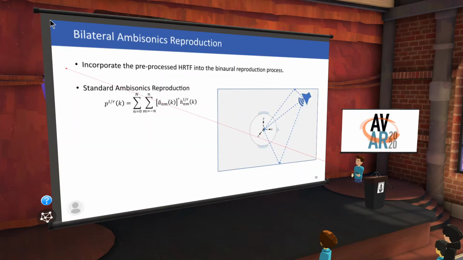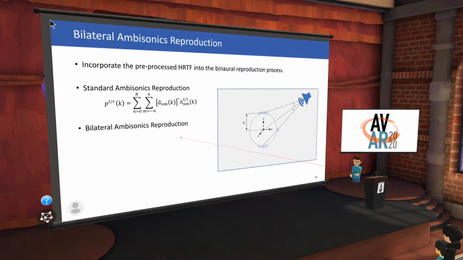The aim is to incorporate the pre-processed HRTF into the binaural reproduction process. To remind you, in the standard ambisonics reproduction, as we see here, the binaural signal is computed using ambisonic signals computed relative to the center of the head, and Spherical-Harmonics coefficients of the HRTF for the left and right ear, relative to the same coordinate system. What we're suggesting is to compute the bilateral ambisonics, which means two different coordinate systems for the left and right ears, and then we can incorporate the ear-aligned HRTF, but we need two different ambisonic signals for the left ear and for the right ear.